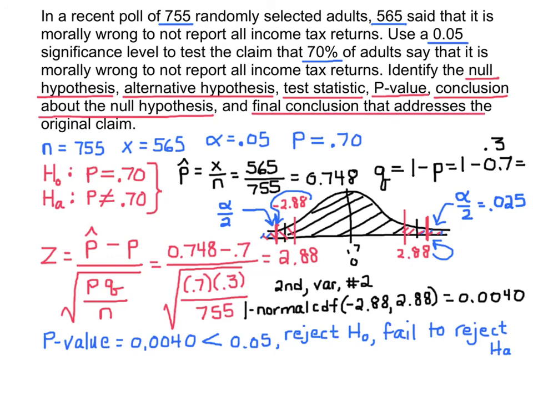And so our final conclusion, the conclusion that addresses the original claim, is that the claim is not supported. The claim that 70% of adults say that it is morally wrong to not report all income on tax returns, well, that claim, because we're supporting the alternative hypothesis, is not supported. So I would say that the claim of 70% is not supported. There.